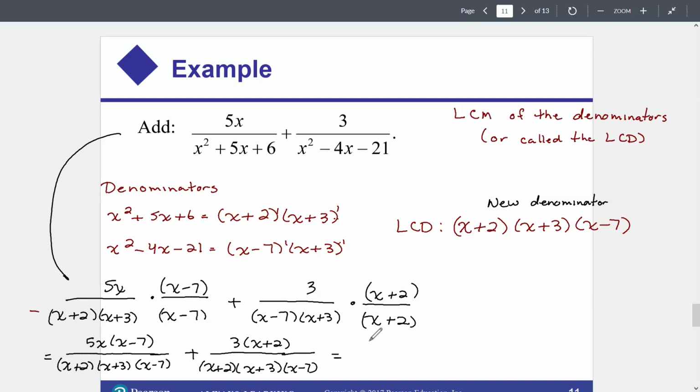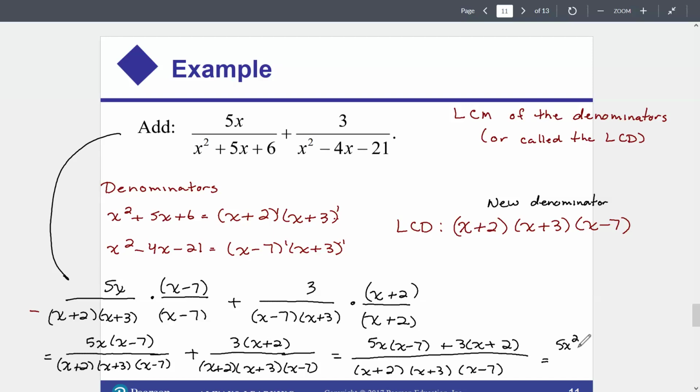Okay, so what I have here is 5x(x minus 7) plus, because now I can add those numerators since I have the same denominator, 3 times (x plus 2), and then all over the denominator of (x plus 2)(x plus 3)(x minus 7).